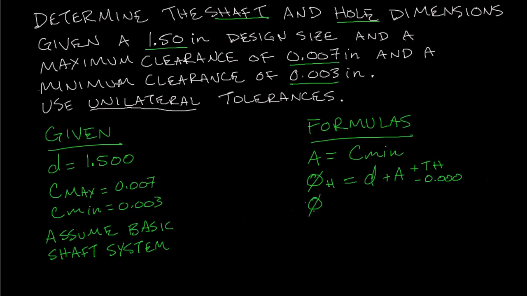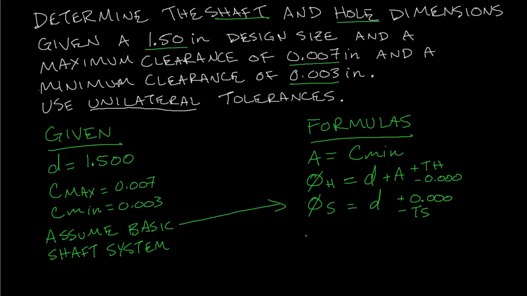Okay, and then the diameter of the shaft is equal to just the design size because I'm using the basic shaft system. And for the shaft, I'm going to use maximum material condition. So that's not going to get any larger than the design size, but it is going to get smaller by some amount. So let's figure out what the hole tolerance and the shaft tolerances are, and how we calculate that.